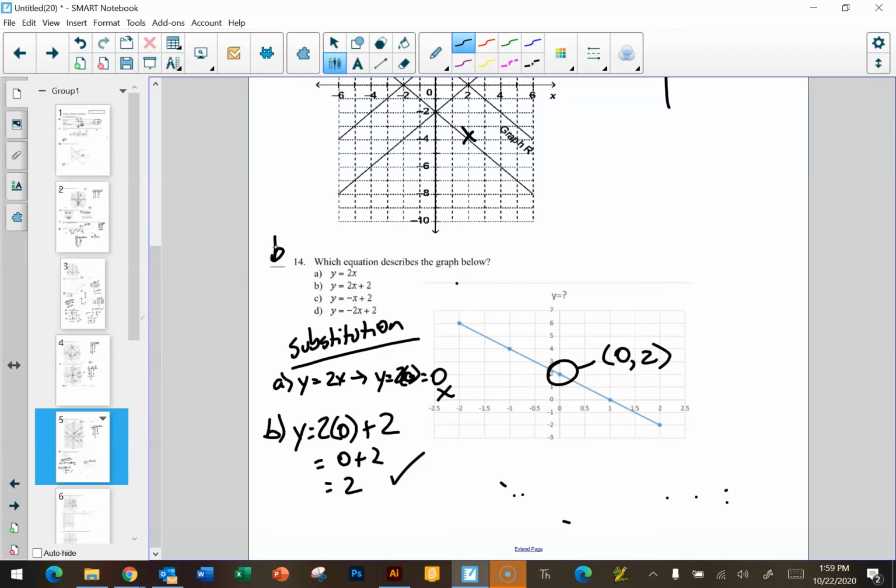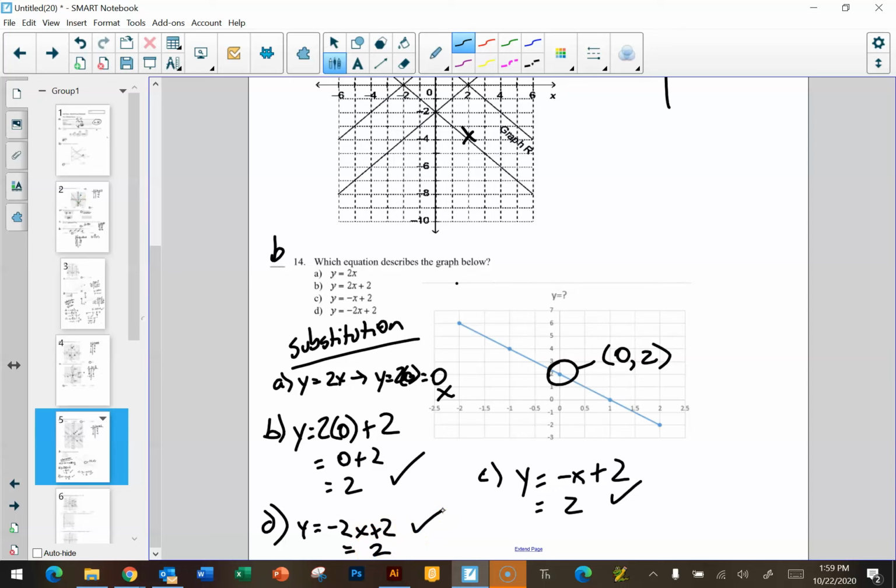Okay? I'm going to check C, just so you get a little bit more practice with the substitution method. So let's just check C. It's not going to work out. So y equals -x plus 2. So on this one, oh dear, this one might work out. We should substitute another point. I'm glad I did this. So y equals -x plus 2, but x is 0, so that's 0 plus 2, so y equals 2, so that one checks out. And D, y equals -2x plus 2, and this one's going to work out too, right? Because we've got -2 times 0 is 0, plus 2 is 2, so this one checks out.